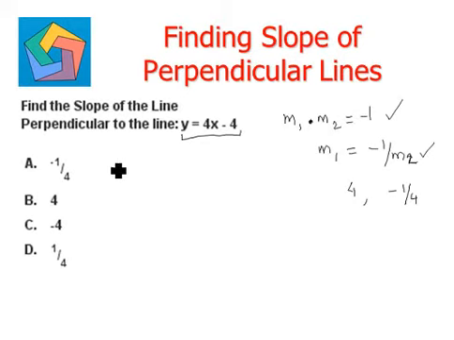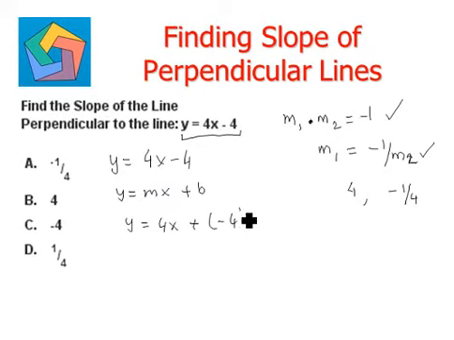Here we are given the equation y equals 4x minus 4. This equation is already in slope intercept form, that is y equals mx plus b. So let's write down y equals 4x plus -4. So here m is 4. Now as per the rule, m equals 4.